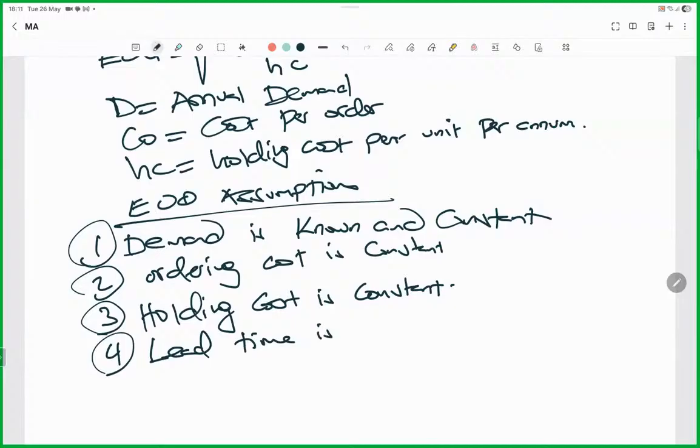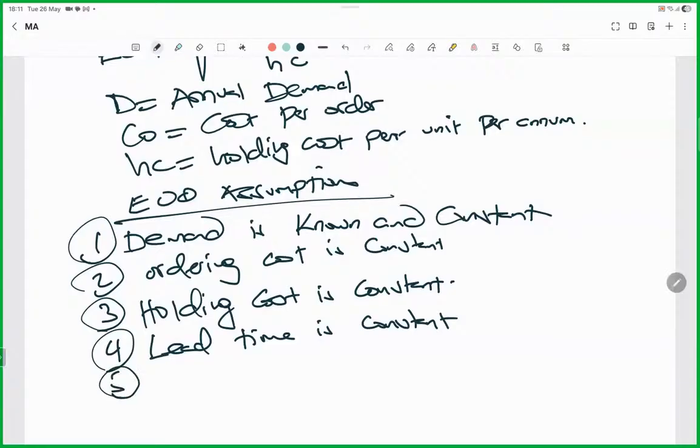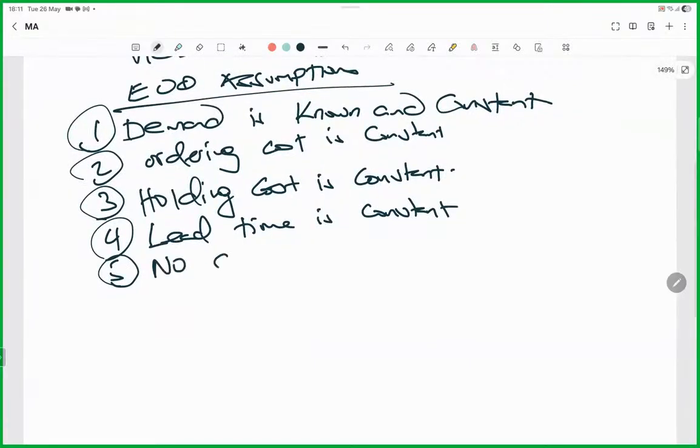Lead time is constant. Is there somebody who can easily define for me what is lead time? Taking the order and receiving the order. Thank you so much. We have another one, number 5. There are no stock out costs. Number 6, orders are received instantaneously.